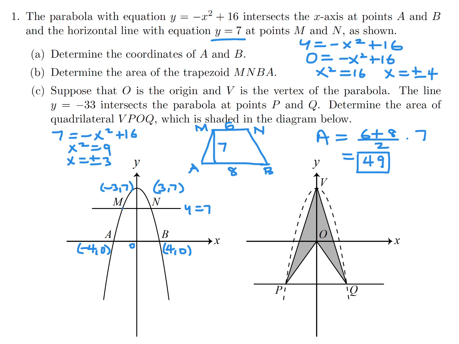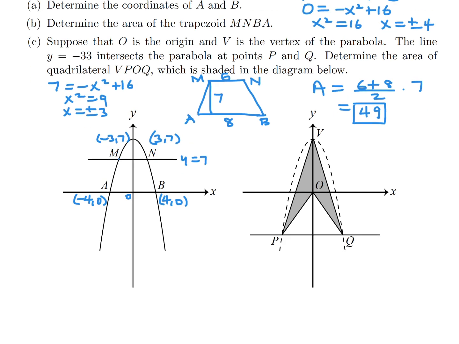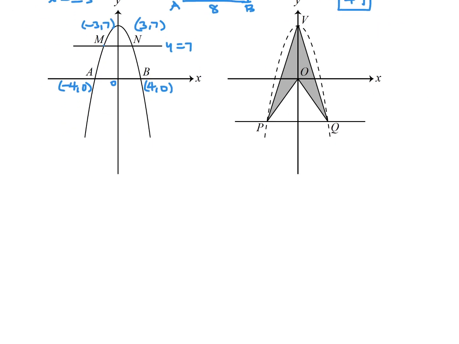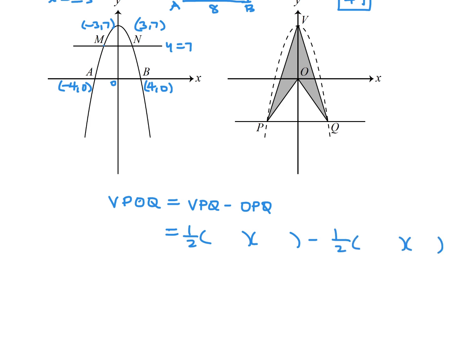Suppose that O is the origin and that V is the vertex of the parabola. The line y equals negative 33 intersects the parabola at P and Q. Determine the area of quadrilateral VPOQ, which is shaded in the diagram. Okay, very similar. VPOQ, I believe, would be VPQ minus OPQ. And that's going to be 1/2 base times height minus 1/2 base times height. So let's figure out what those are.